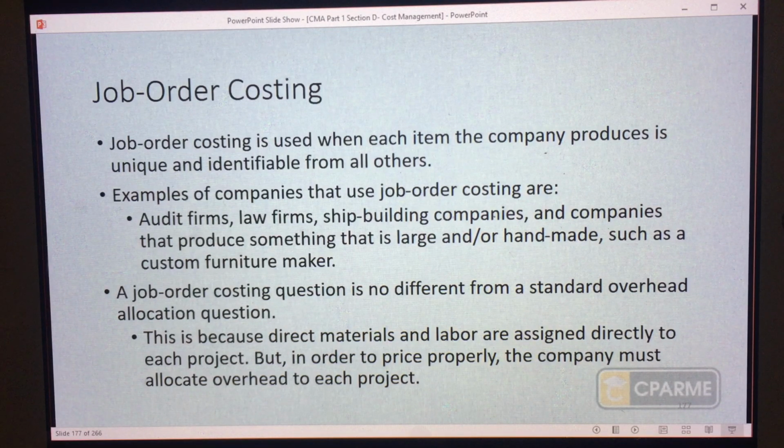This could also include companies that produce something large or handmade, like a custom furniture maker, or those who make high-end jewelry. A job order costing question is not really different from a standard overhead allocation question. Only this time, the direct materials and the labor, which are also the same for standard allocation, are assigned directly to your project. But in order to price that item properly, the company must allocate the overhead this time to each project.